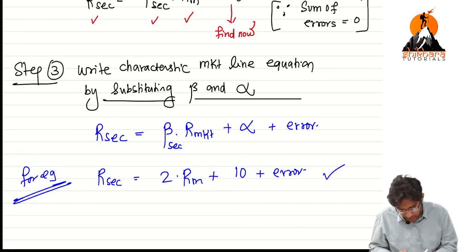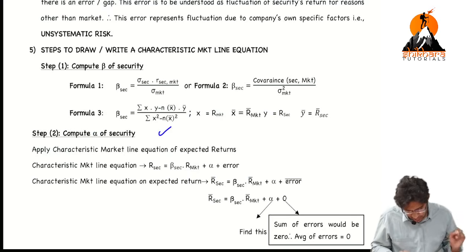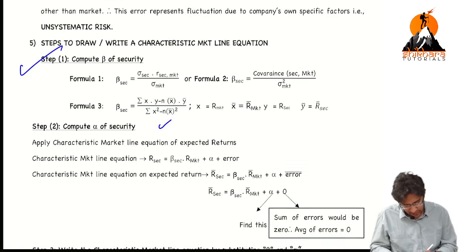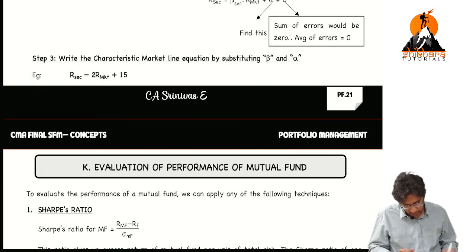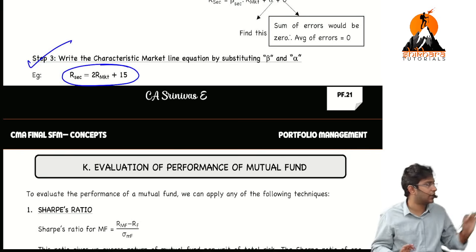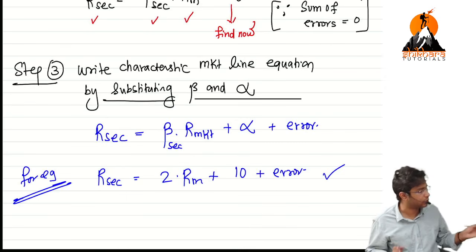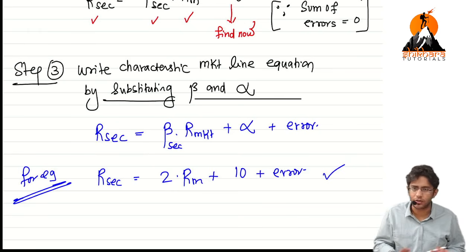So once you check this here, step number 1 is beta, sir. Step number 2 is alpha. Step number 3 is just write the equation. That's it, over. Your ultimate answer will be alpha plus error. Even if you don't write the error, it doesn't matter, because we anyway do not know the error number. That's it, over.